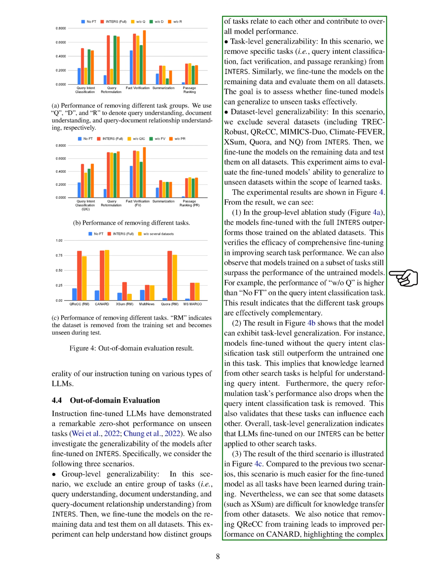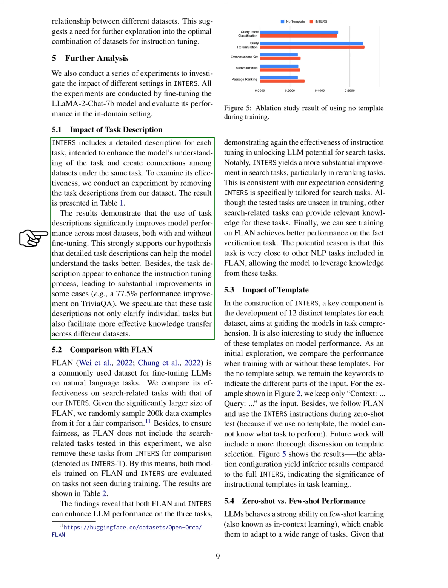Section 5. Further analysis. In this section, we delve deeper into our analysis by conducting a series of experiments to understand the effects of different settings in our INTERS system. We use the Llama 2 Chat 7B model for these experiments and assess its performance in a specific setting. Firstly, we look at the impact of task descriptions. In INTERS, each task comes with a detailed description, which is designed to improve the model's comprehension of the task and establish links between datasets under the same task.